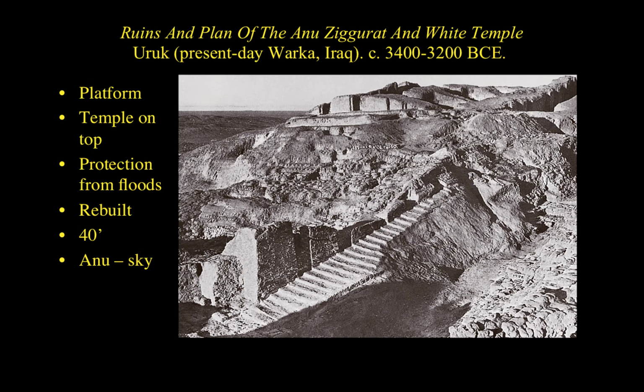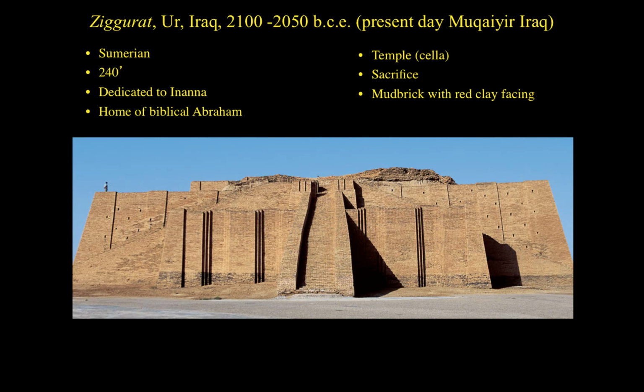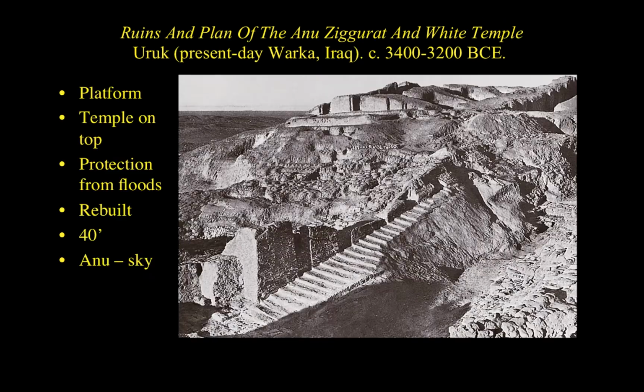So the ruins and plan of the Anu ziggurat, and also here the ziggurat at Ur in present day Iraq. Those are the ziggurats that I'm going to focus on. And I ask you to define a ziggurat. A ziggurat is not the temple in and of itself. The ziggurat is actually the platform. And then the temple would be placed on top.